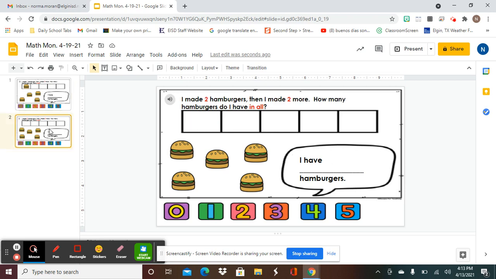Same thing for this one. Okay, so the word problem is I made 2 hamburgers, then I made 2 more. How many hamburgers do I have in all? So you have to move the hamburgers up here and then the number, which is the answer, over here.